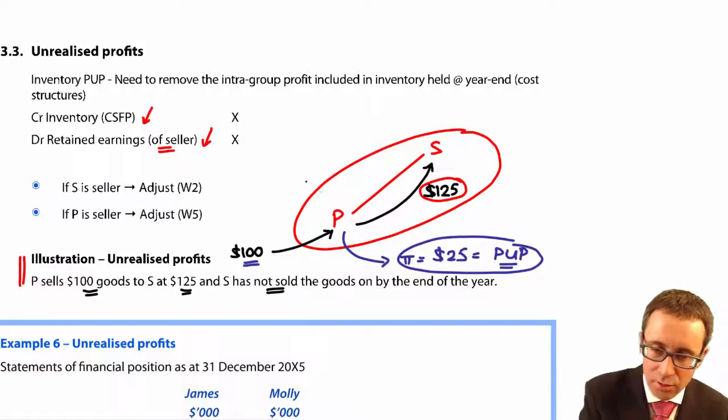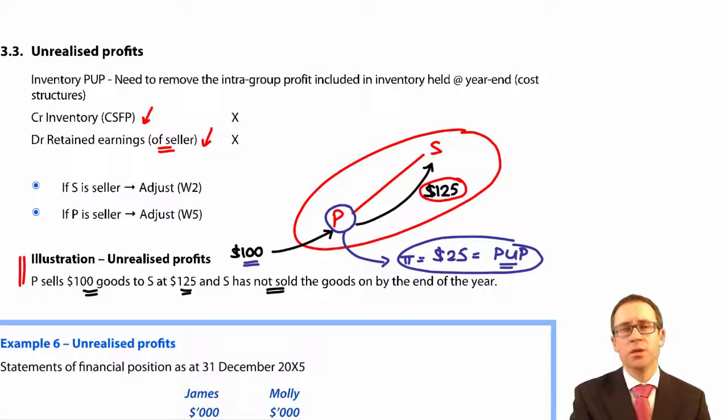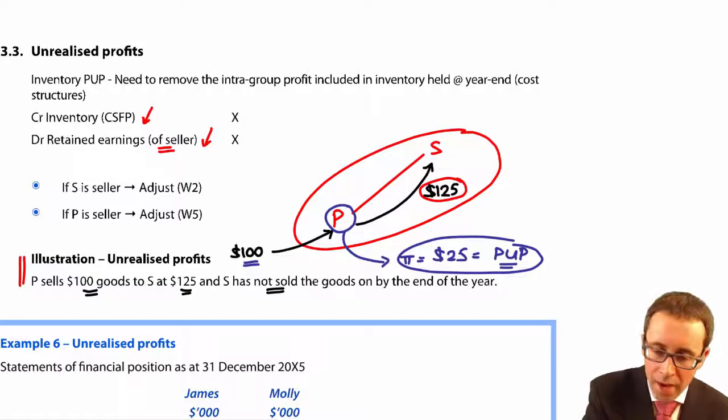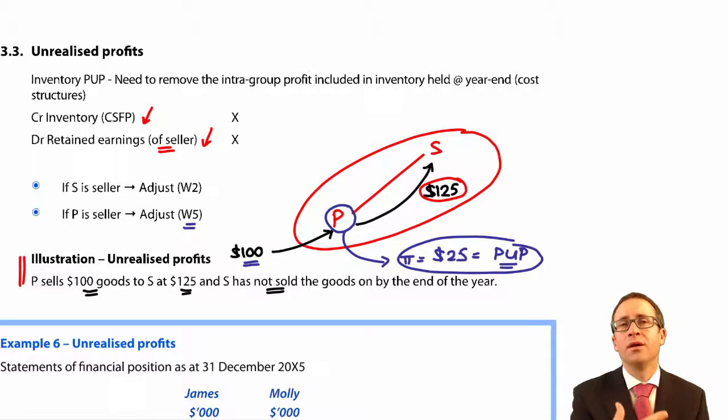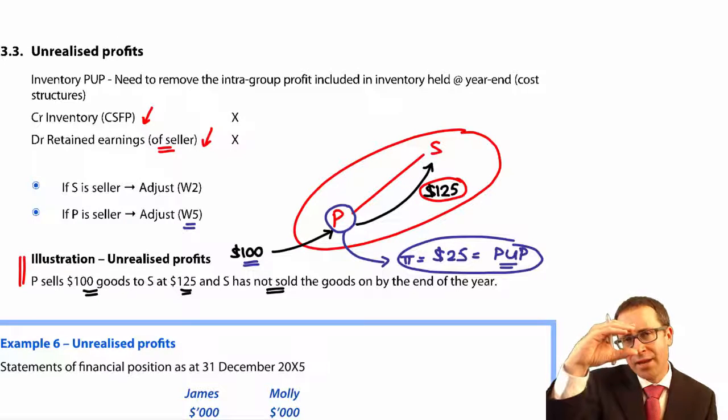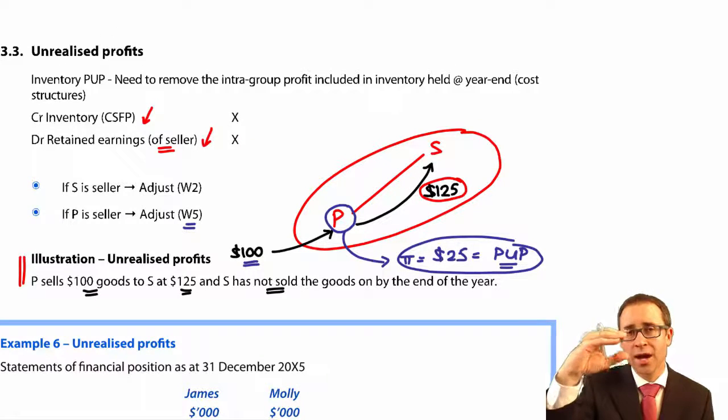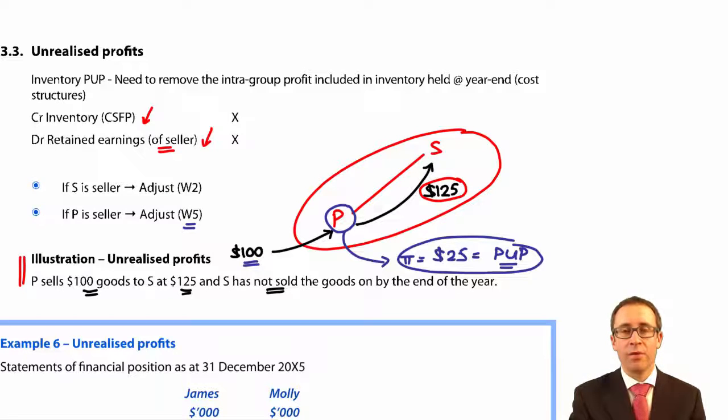And here the person who sold the goods is the parent. So we would need to adjust the parent's retained earnings, and the parent's retained earnings are in working number 5, aren't they? Okay, because in working number 5, your group retained earnings, we put in 100% of the parent retained earnings and then add on P's share of S's post acquisition. But it's P's retained earnings that needs to be adjusted, i.e. reduced by the value of the PUP.